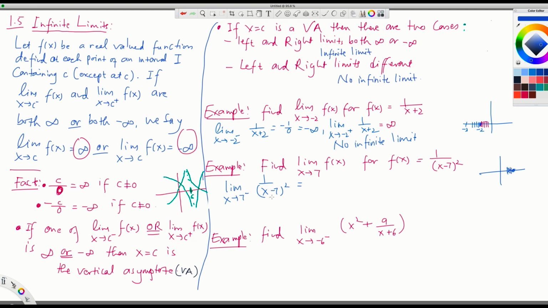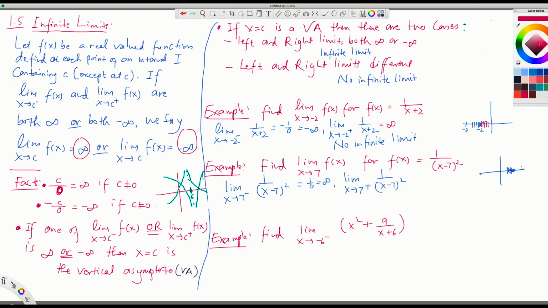You see that? In that case, since there is a square, even though you will get negative number when you go from the left, the difference will be negative, but squaring will be positive. So you'll get 1 over 0. So that is infinity. But when you go from the right, limit x tends to 7 plus of 1 over (x minus 7) squared. You are going from the right side.